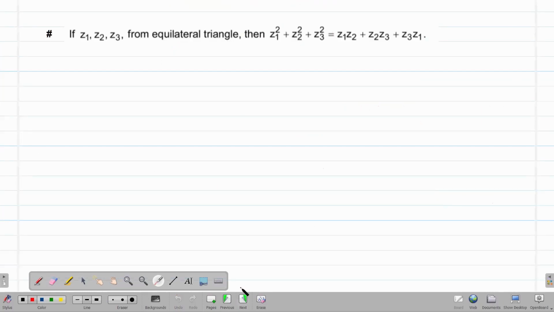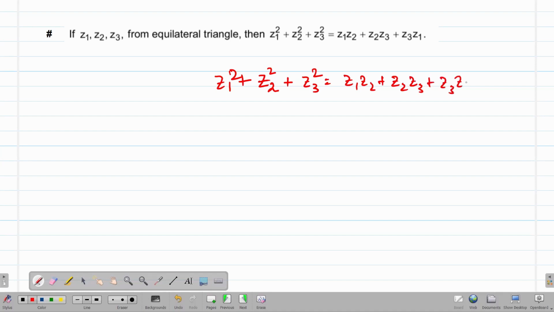Now further, there is another result. If z1, z2, z3 form an equilateral triangle, that is, if these are the vertices, then in terms of complex numbers my result is z1 square plus z2 square plus z3 square is equal to z1z2 plus z2z3 plus z3z1.